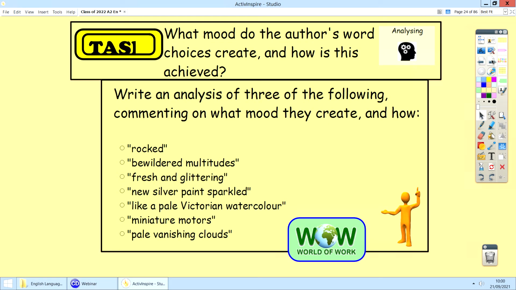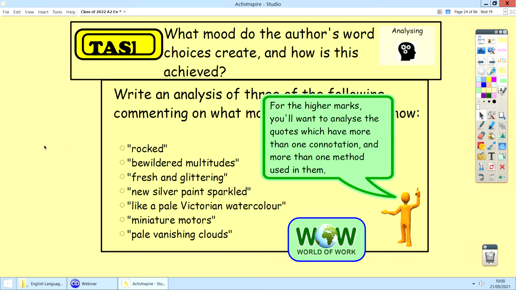Now what you need to do is think about the mood that the author's word choices create and how this is achieved. So you need to write analysis of any 3 of the following, commenting on what mood they create. So you don't have to do them all. You can just pick any 3 of these that you think, oh, I can answer that question. So let's see what Helpful Harvey says.